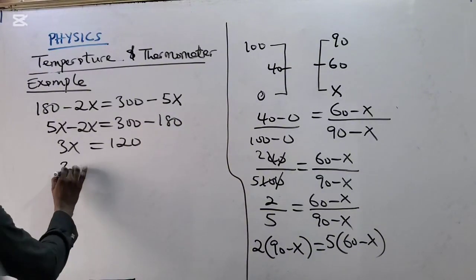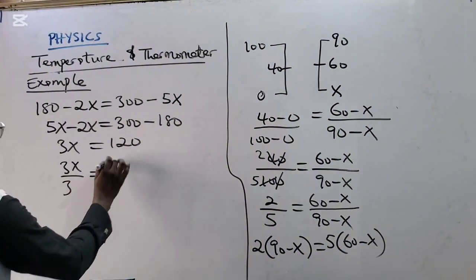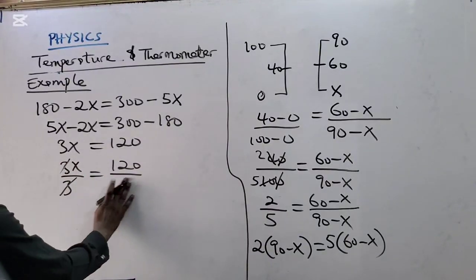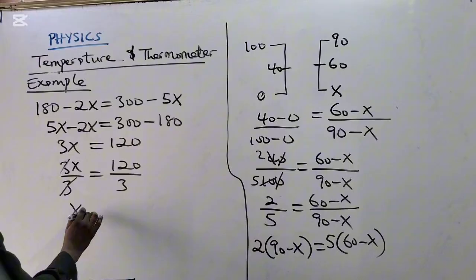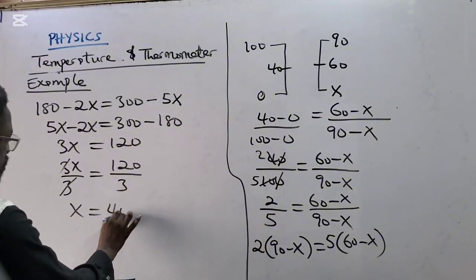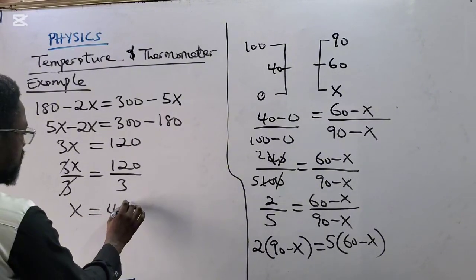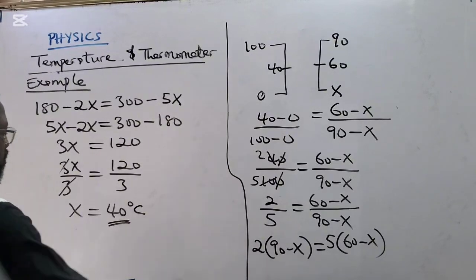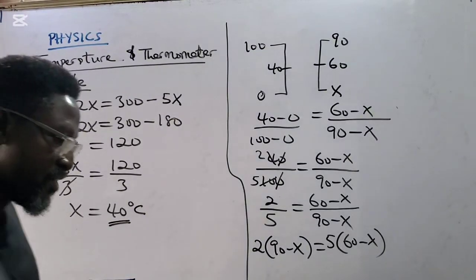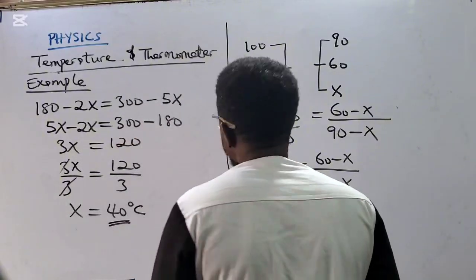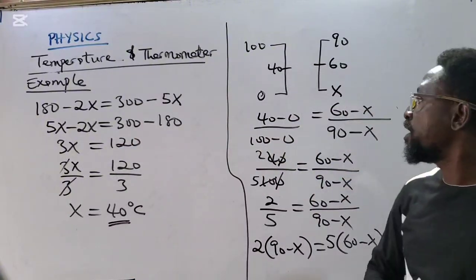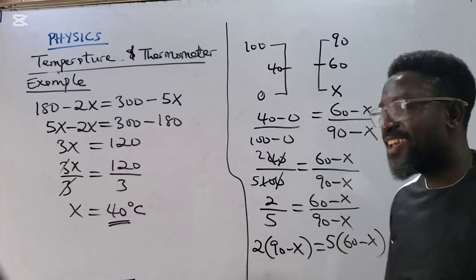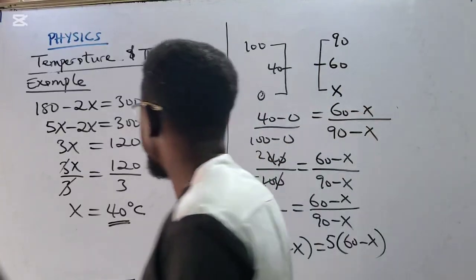So if we divide both sides by 3, we get x as 40 degrees C. That is the value of X. It's just as simple as that. Let's proceed. Let's see yet another example.